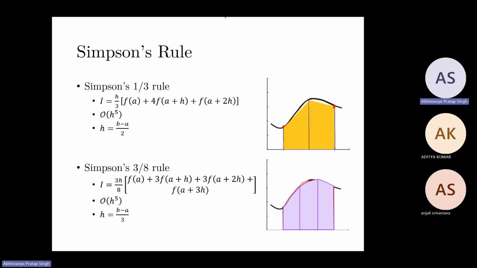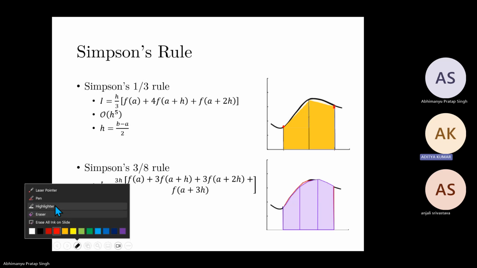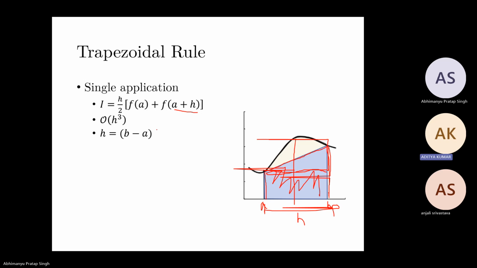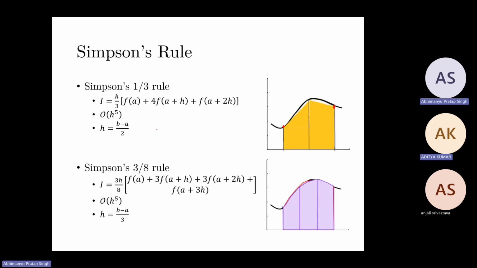We'll stop the annotation. So any doubt in Simpson's rule, 1/3 or 3/8 rule? Yes. Sir, as you told, in the trapezoidal rule, the truncation error is of the order of h to the power 3. In Simpson 1/3 rule, order of h to the power 5. Sir, what does this actually mean? I am confused.